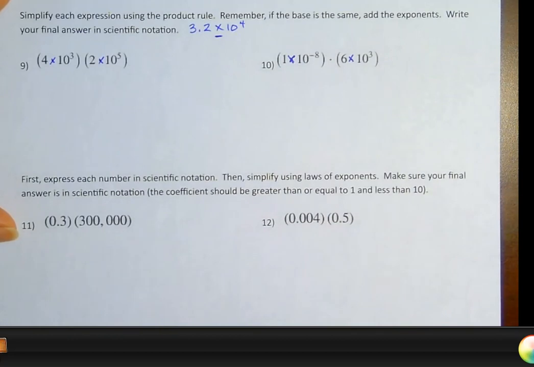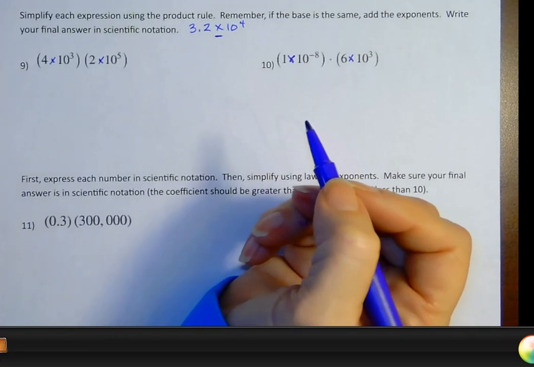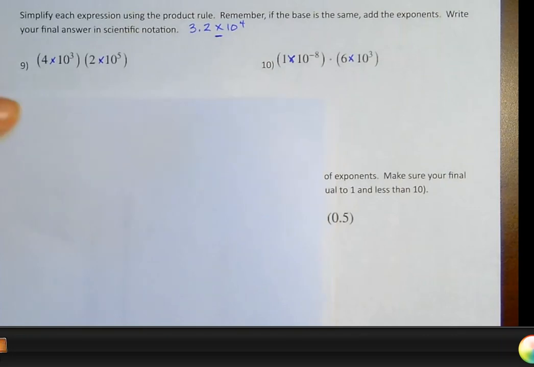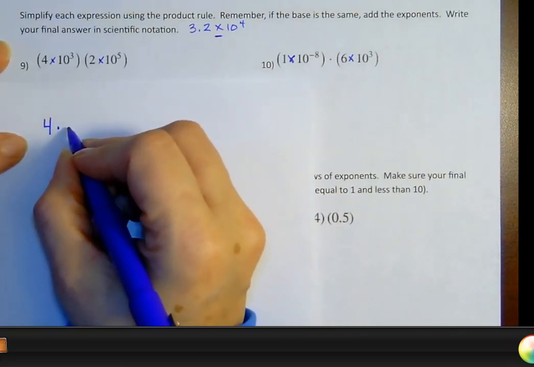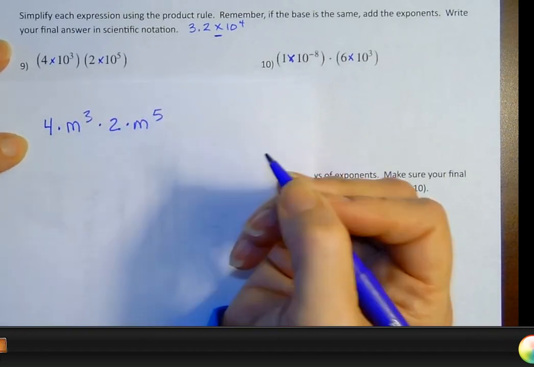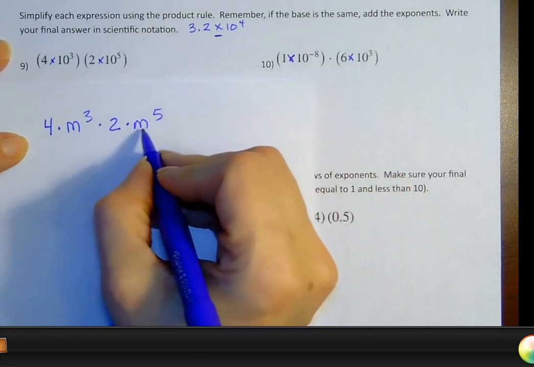Okay, so I have 4 times 10 to the 3rd times 2 times 10 to the 5th. I can't even read my own numbers. So here's what I'm going to do. I can multiply just the plain numbers. Let's look at this a different way first. If I had 4 times m to the 3rd times 2 times m to the 5th. Say, pretend this is what my problem is. 4 times m to the 3rd times 2 times m to the 5th.